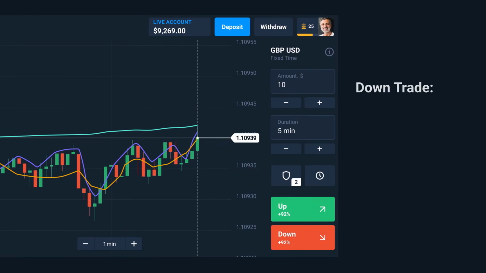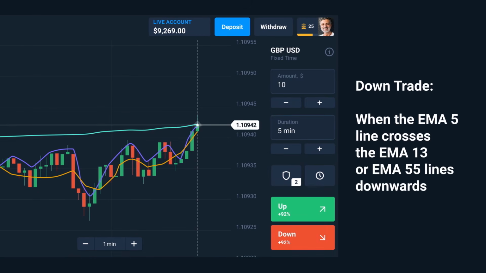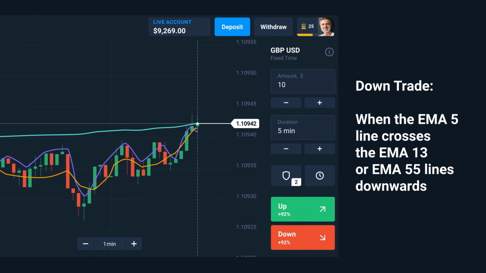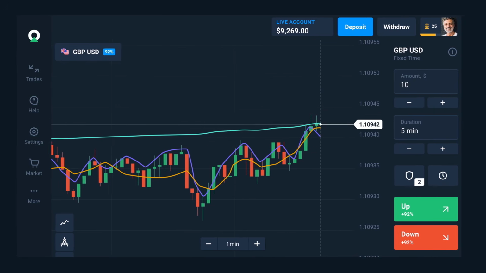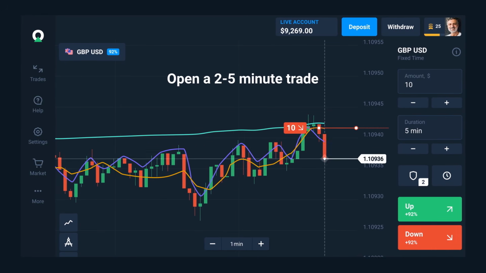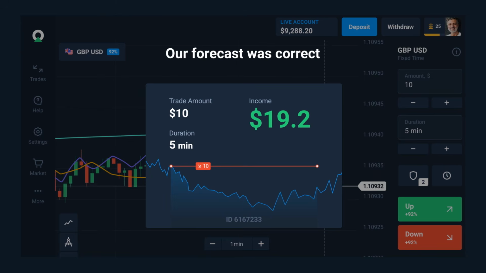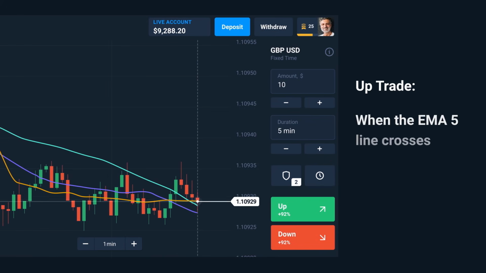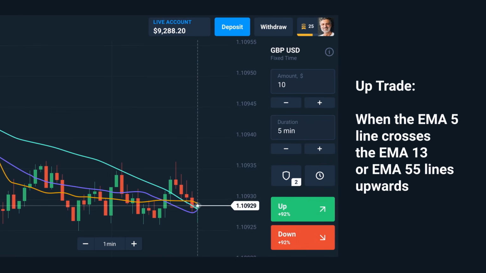To open a down trade, wait for the EMA 5 signal line to cross the EMA 13 or 55 top to bottom. Open a 2 to 5 minute trade. Our forecast was correct.